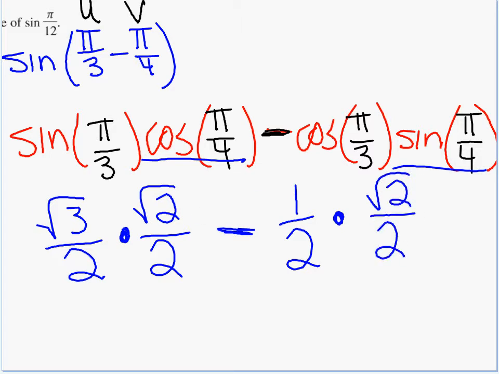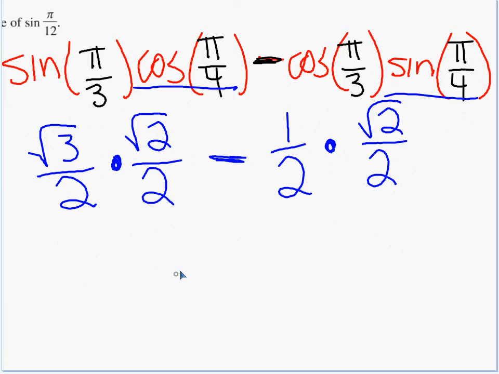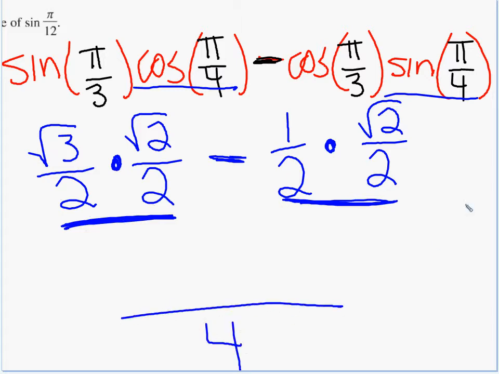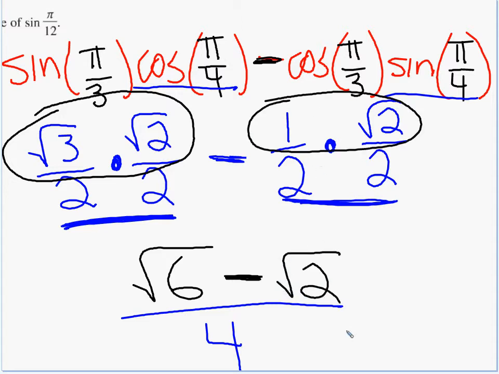Now the beauty about these is that they will always get a nice common denominator on both sides of our minus or plus sign. So here, look, on the left, we have 2 times 2. Over here is 2 times 2. So our common denominator this time will be a 4. And then our numerators, root 3 times root 2 will be a root 6. And then we're going to subtract. This 1 times root 2 is just root 2. So there's our final answer. The exact value of sine of a 12th pi is root 6 minus root 2, all divided by 4.